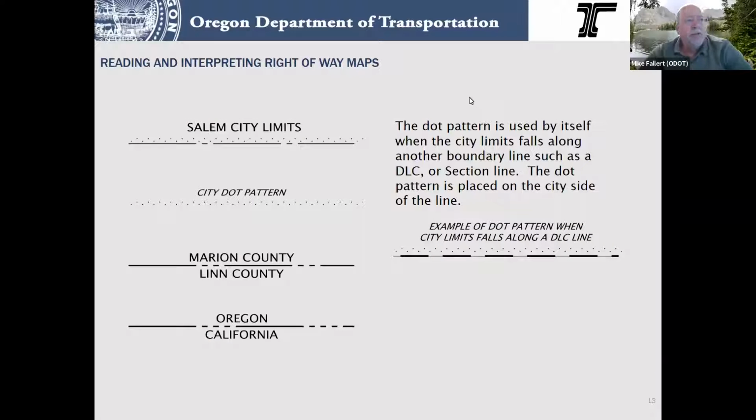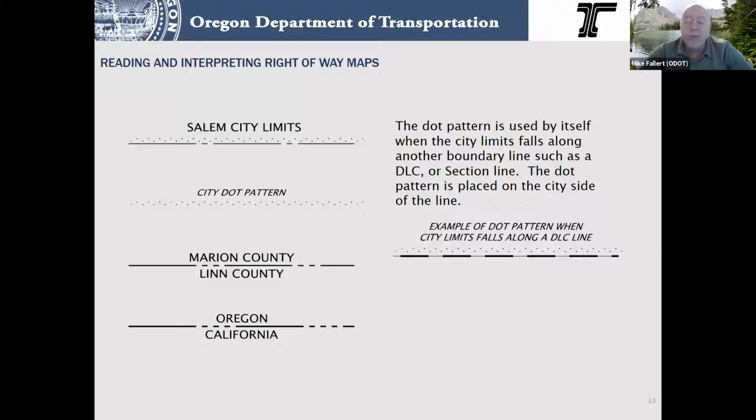Okay, some other different line styles. They've created a city limit line style, another city dot pattern for something. I haven't used that one much. Oh, it's placed on the city side of the line. Okay, so you put the two, yeah. County lines, state lines, city limit added to or put on next to a DLC. So we try to keep those up on our newer maps and different ones.